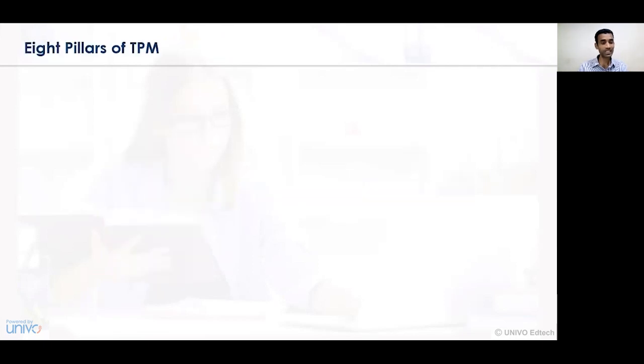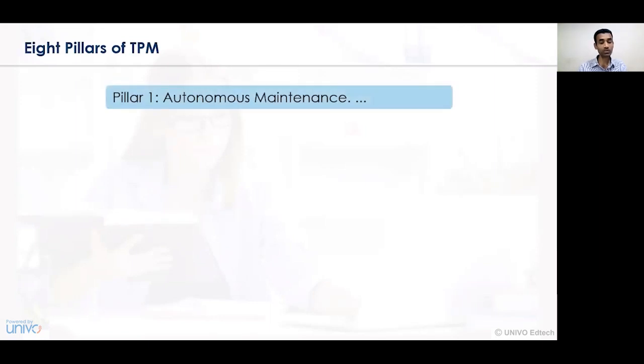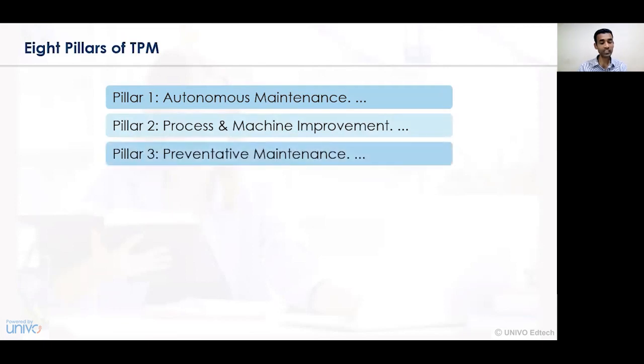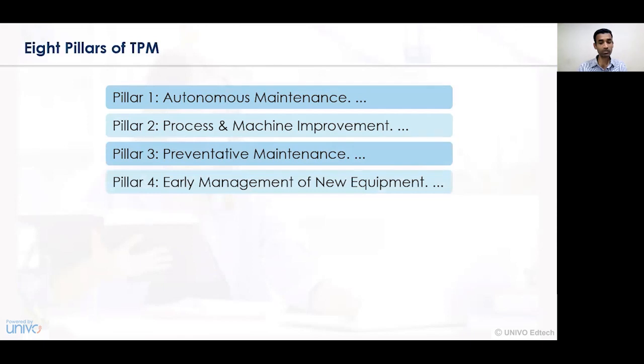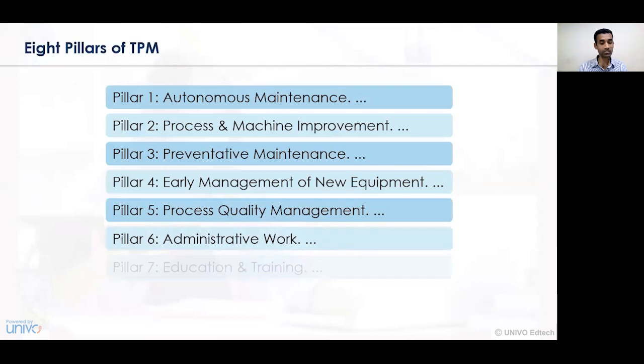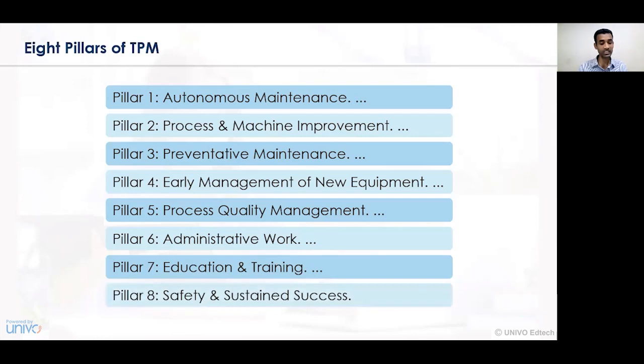Now let's understand the 8 pillars of TPM, that is, total productive maintenance. The first pillar is autonomous maintenance. The second pillar is process and machine improvement. The third pillar is preventive maintenance. The fourth pillar is the early management of new equipment. The fifth pillar is process quality management. The sixth pillar is administrative work. The seventh pillar is education and training. And last, the eighth pillar is safety and sustained success. So these are the 8 pillars of TPM, which are the foundation stones for better production activity or maintenance level in the business organization or the manufacturing unit.